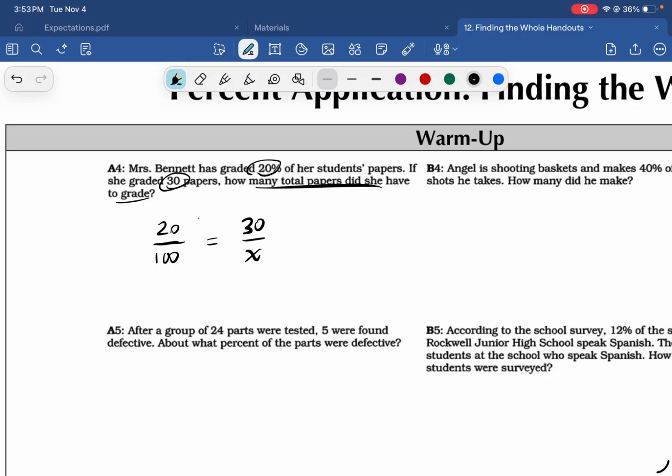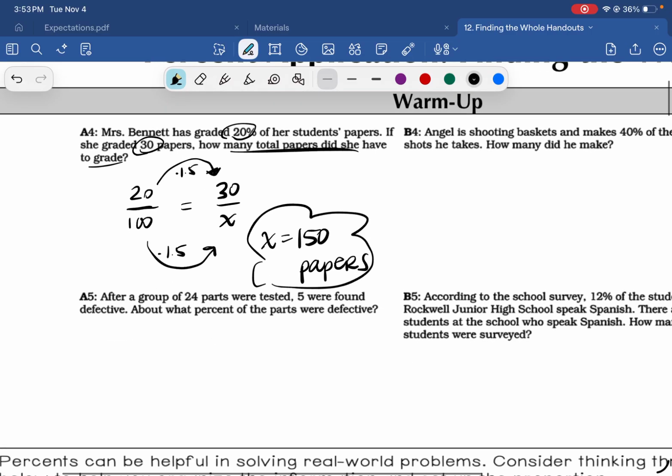So we're going to figure out our scale. So 30 divided by 20 would be 1.5. And if we take 100 and multiply it by 1.5, x equals 150 papers. A5, let's just go underneath that.